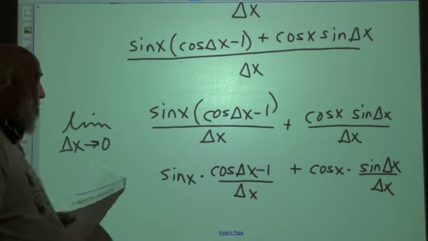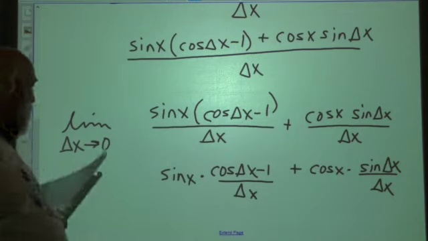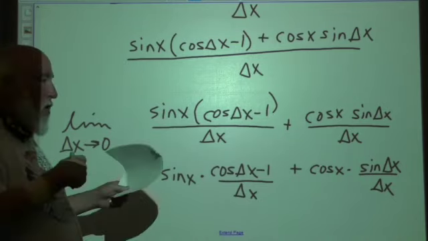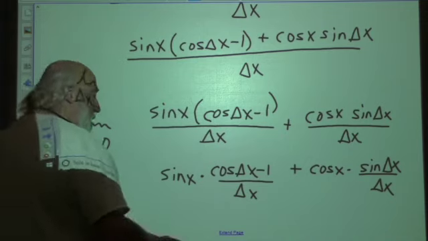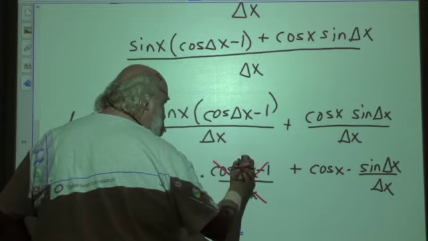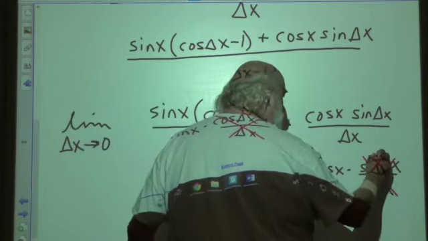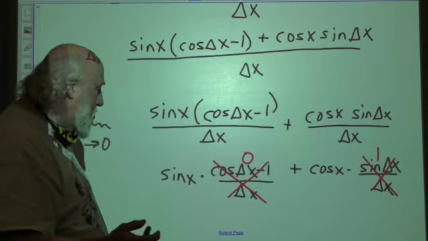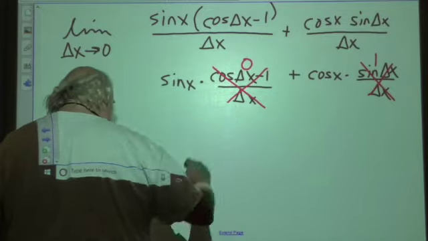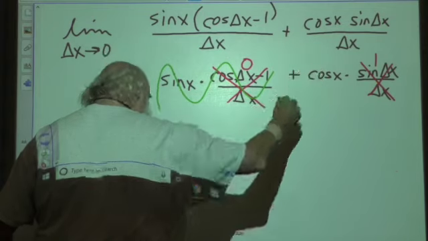Okay? Now, as the limit of delta x approaches 0, this is the same as x approaching 0, which means those are the limits that we just determined right before we did all this. We found that this whole thing right here equals 0, and this thing right here equals 1, based upon those two limits. When that happens, this drops out completely, and this just gives us cosine x.